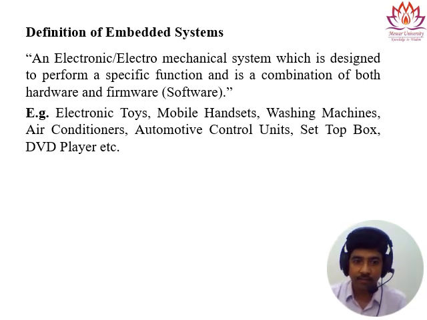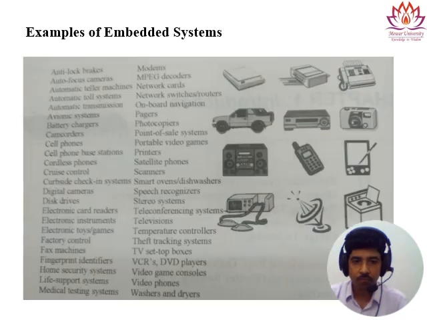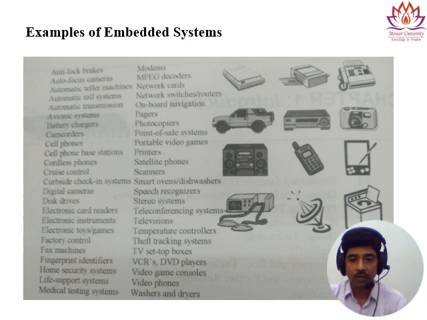There are various examples of embedded systems. Embedded systems are found in a variety of common electronic devices such as consumer electronics like cell phones, pagers, digital cameras, camcorders, video cassette recorders, portable video games, calculators, and personal digital assistants.